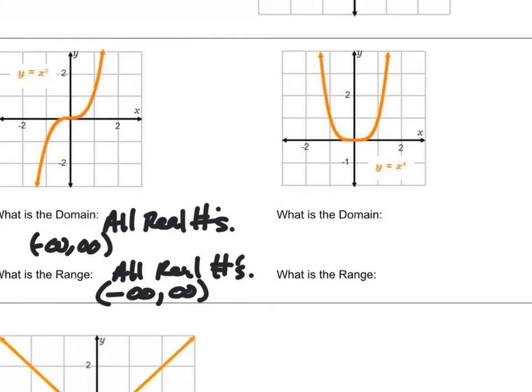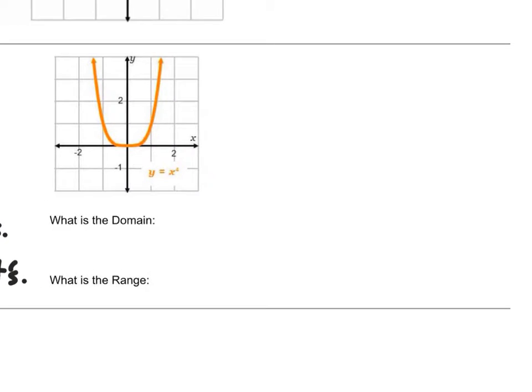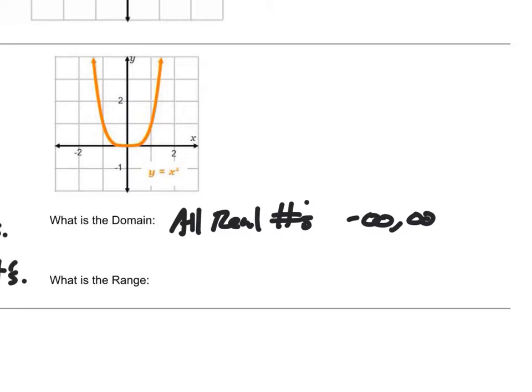Okay, now something like this, where you have x to the 4th power, this is still a polynomial. So the domain, like I said, I can plug in positive x values, I can plug in 0, and I can plug in negative x values. So my domain is all real numbers, which we would also say goes from negative infinity to positive infinity. Okay, and then the range would be going from 0.